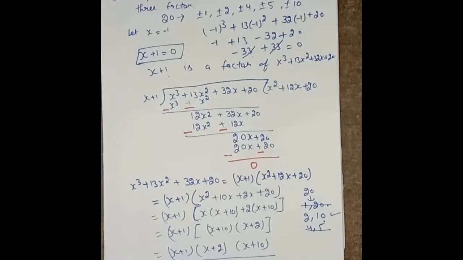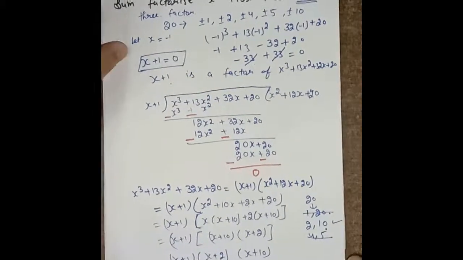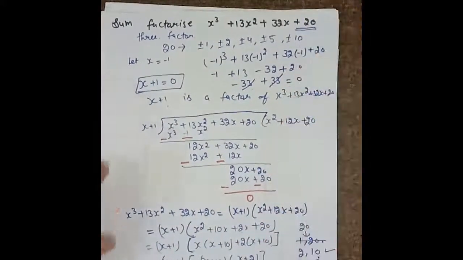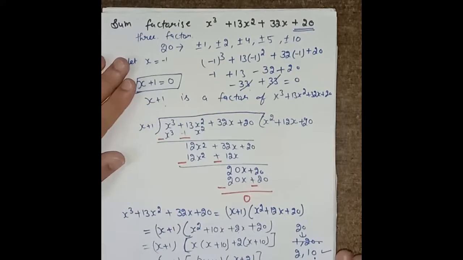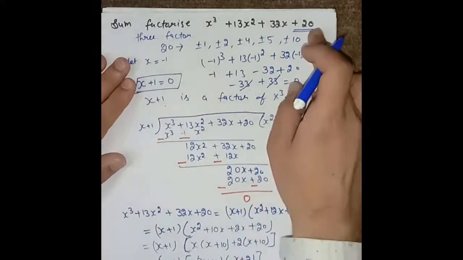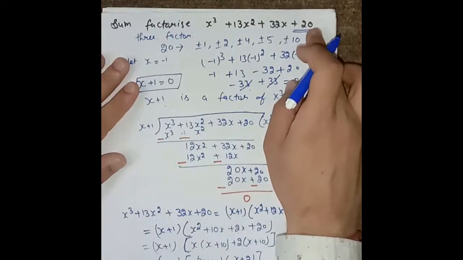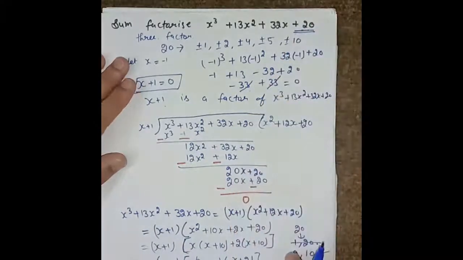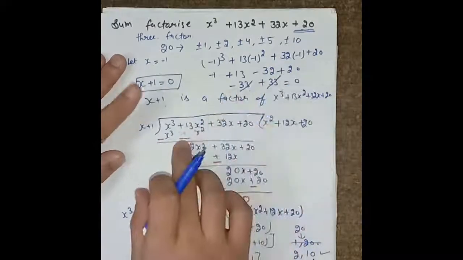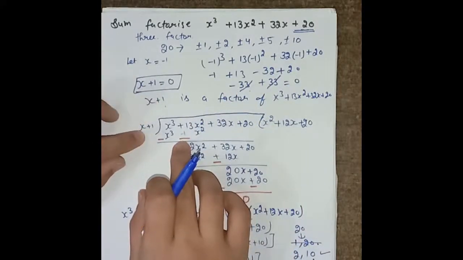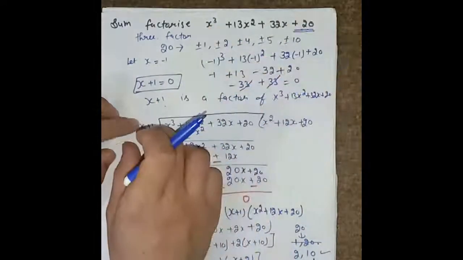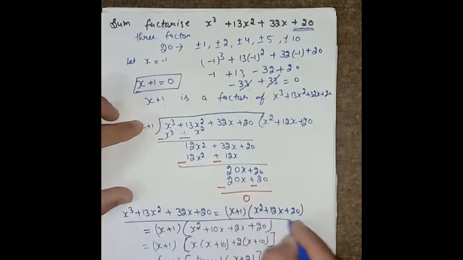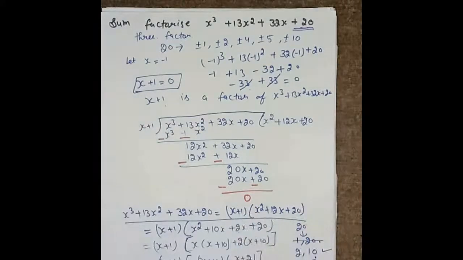For a cubic polynomial, first try to find the first factor by hit and trial method. By factoring, find out the factors of the constant term, and then divide this polynomial by the first factor, write the equation in this form and solve the remaining two factors.